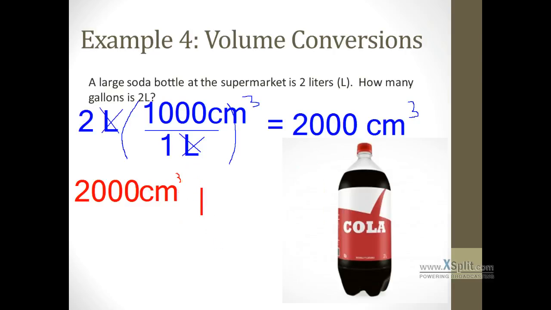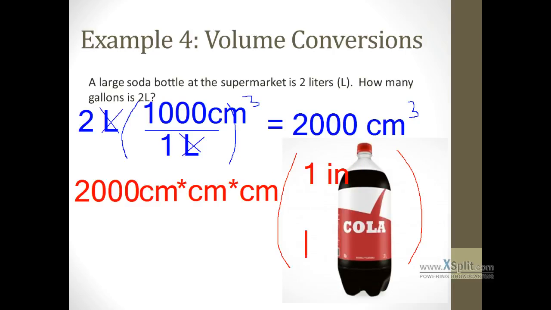We have cubic centimeters currently, all right? I know I want to start getting rid of cubic centimeters. Another way of writing cubic centimeters is centimeter by centimeter by centimeter. So essentially, I'm going to have to cancel out centimeters 3 times. I'm going to do 1 inch on top, 2.54 centimeters on the bottom. All right, 1 inch on top, 2.54 centimeters on the bottom.